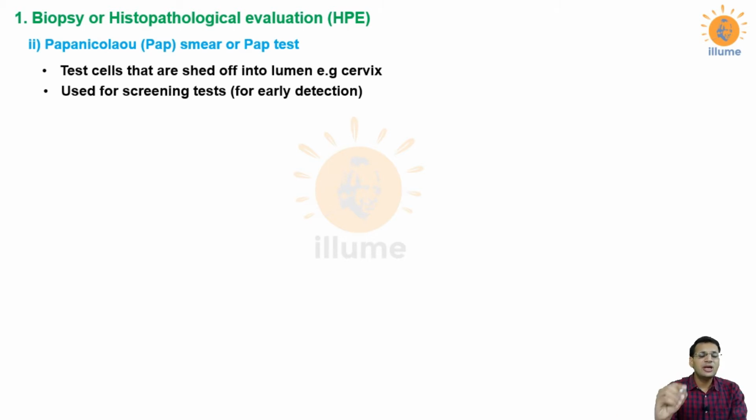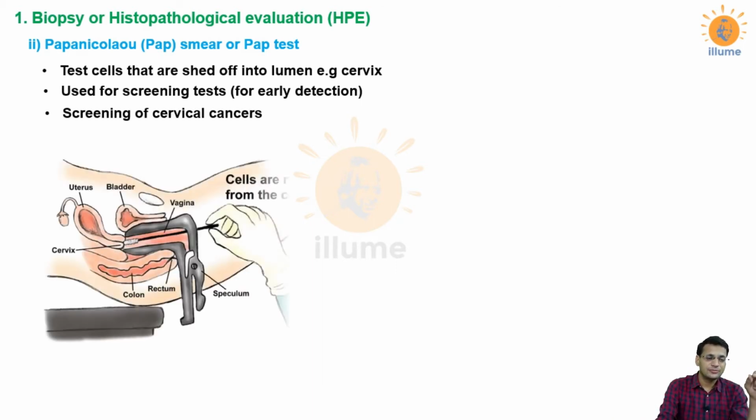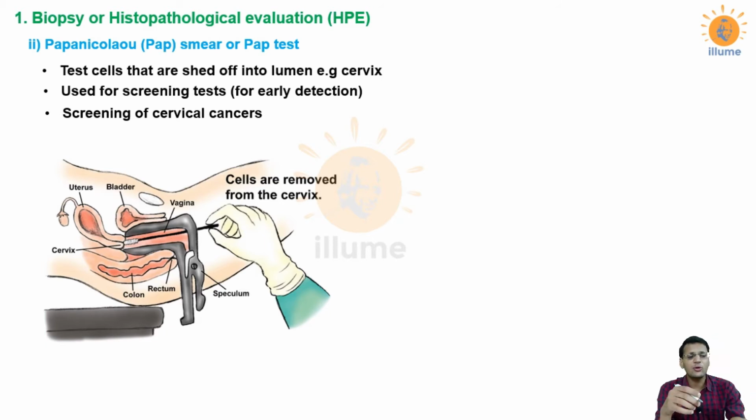This pap smear or pap test is particularly used for screening tests. Now what are screening tests? Screening tests are done for early detection of any disease. Such patients come to us just to rule out whether they have some problem or not. Such patients are always asymptomatic. They will not show any symptom related to cervical cancer, but just for early detection, screening tests are done. It has a very important role in cervical cancer.